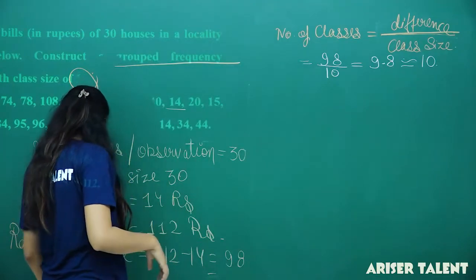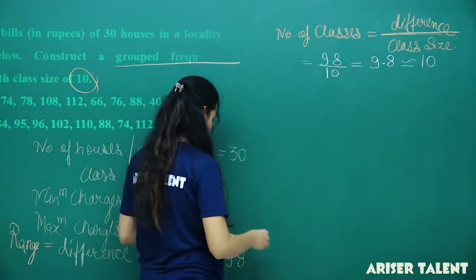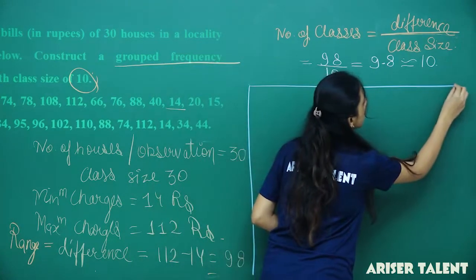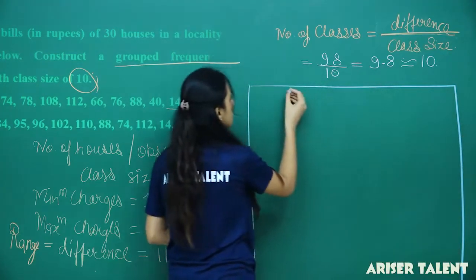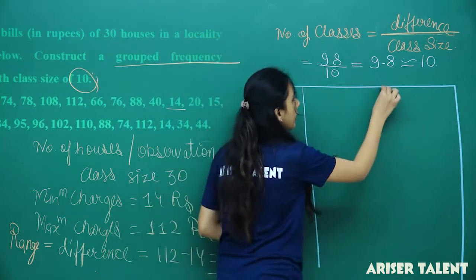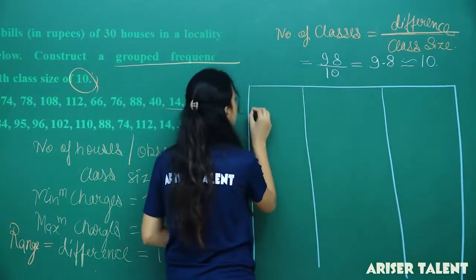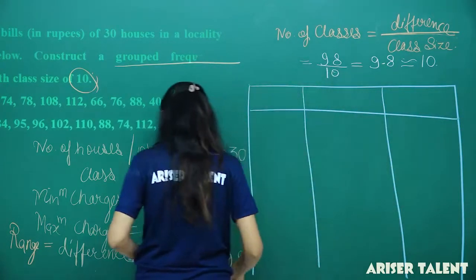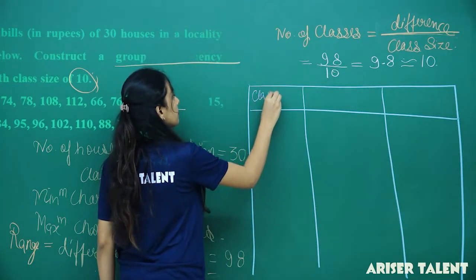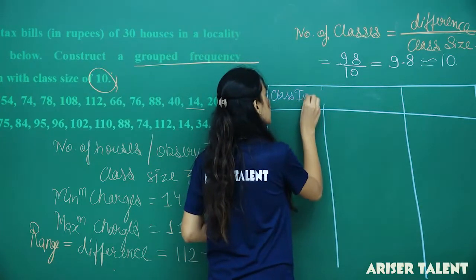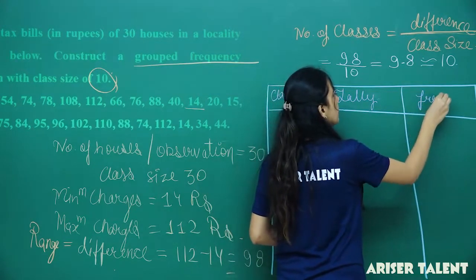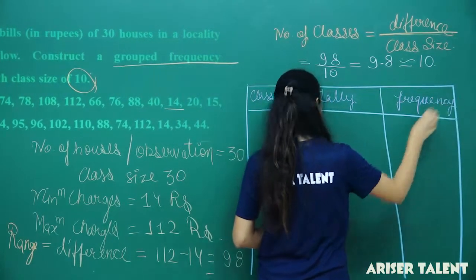Now, we have to make our table. So, we will be making the table here. This one part is the class interval, this is the second part for the tally, and then the third part for frequency. Okay, students.